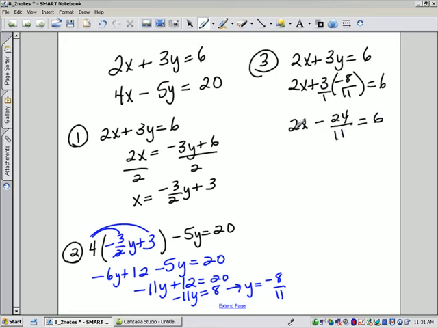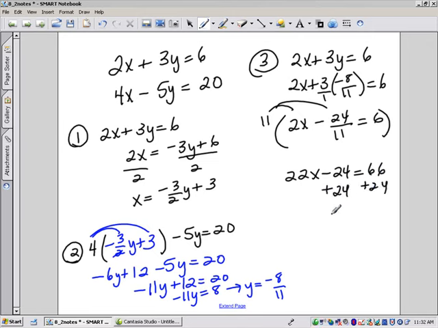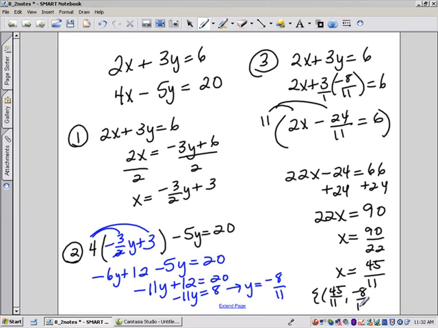Now if you don't like the fractions, we can multiply through by 11, which is the LCD, to get 22x minus 24 is equal to 66. So if we add 24 to both sides, we would get 22x is equal to 90. So x is 90 over 22, or we can reduce that down to 45 over 11. So the solution here would be 45 elevenths and negative 8 elevenths.